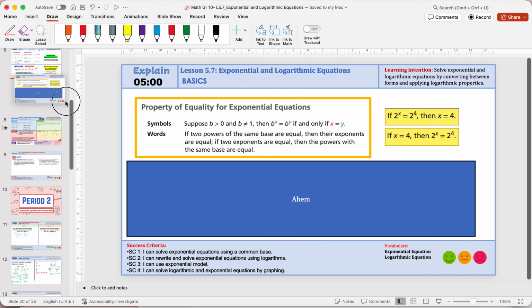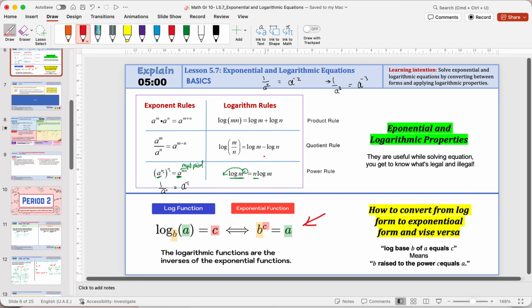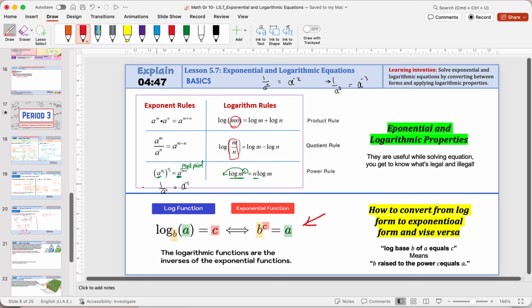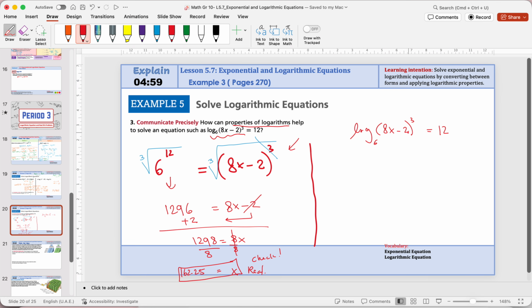Let's recall properties of logarithms a little bit. As you can see, I have a power property, a product property, and a quotient property for when you have division between two terms. Which one can I possibly use? I don't have a product, I don't have a quotient, I have a power. The power property says if you have a power, just pull it out. Let's try to do that. 3 log base 6 of 8x minus 2 equals 12.